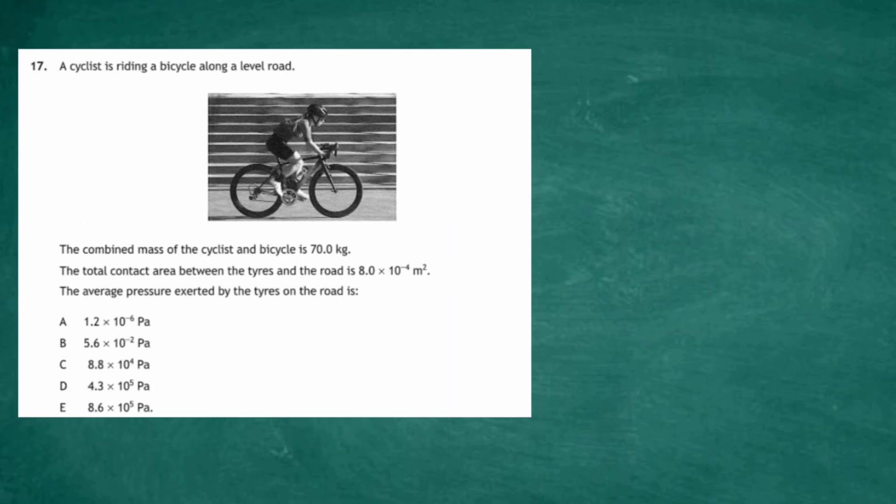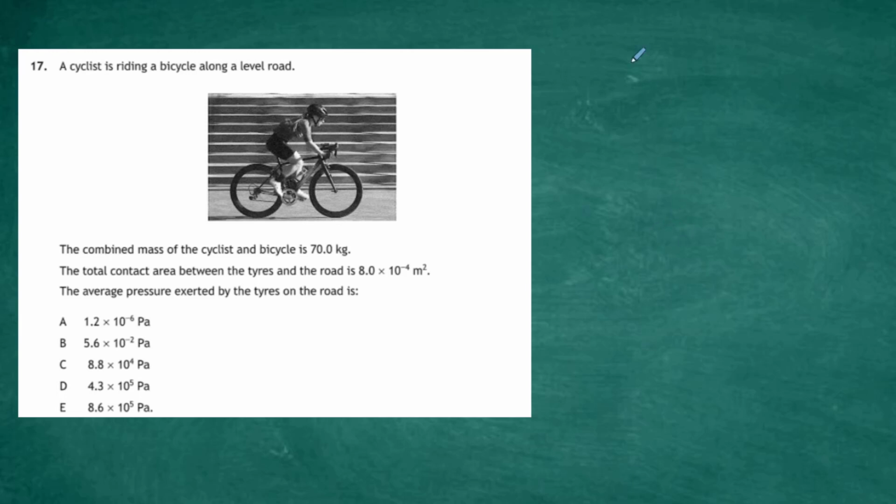Question 17. A cyclist is riding a bicycle along a level road. The combined mass of the cyclist and the bicycle is 70 kilograms. The total contact area between the tyres and the road is 8 times 10 to the power minus 4 metres squared. And we are asked to find the average pressure exerted by the tyres on the road, and our answer is going to be in pascals.